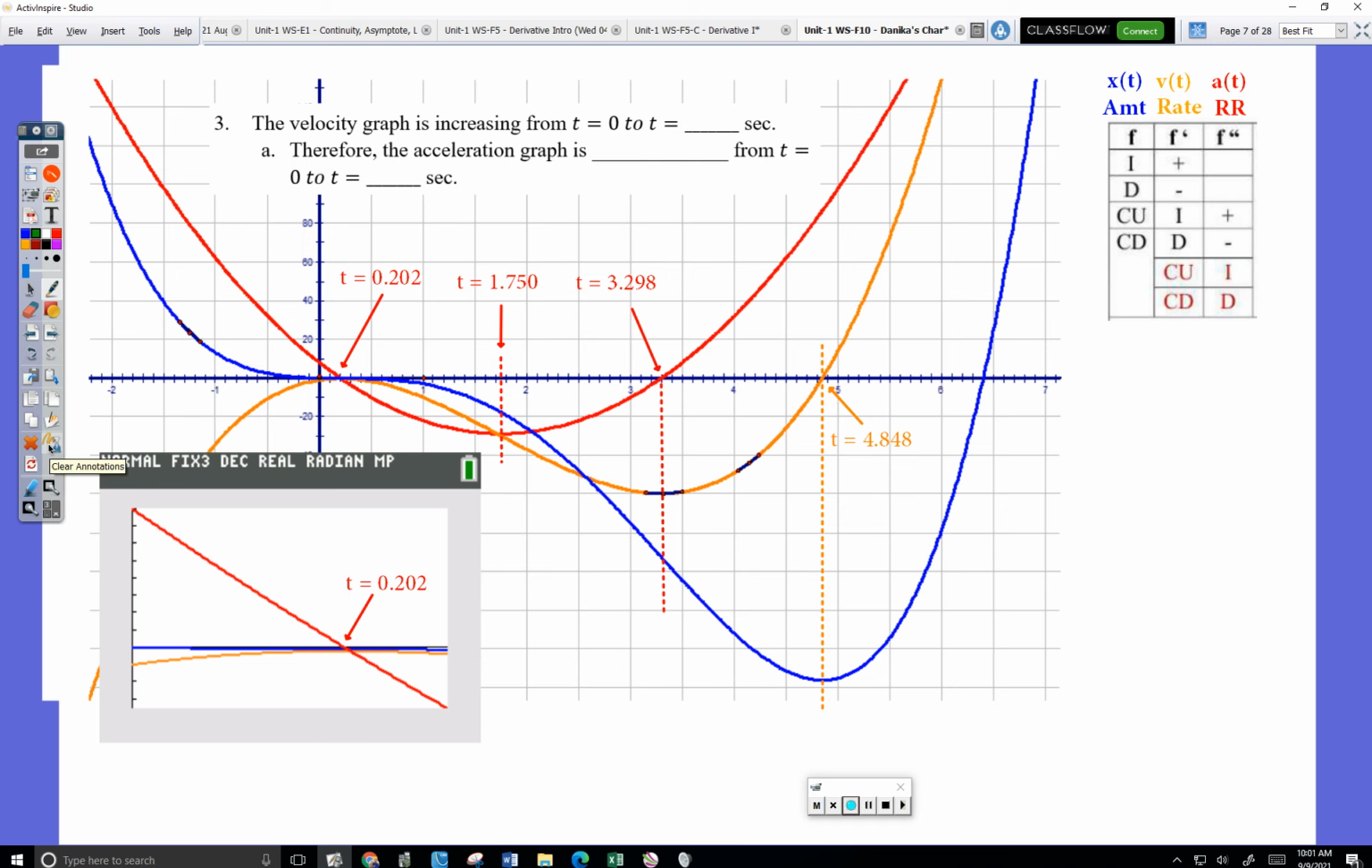Okay, hands up. What goes in this line here? Show me your hands. What goes there? Quick. Red line. The velocity graph is increasing from time 0 to time blank. Looking for hands here. Most people. Few still not.